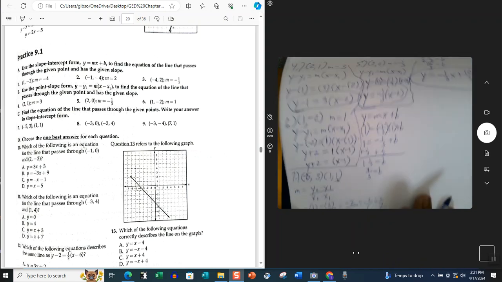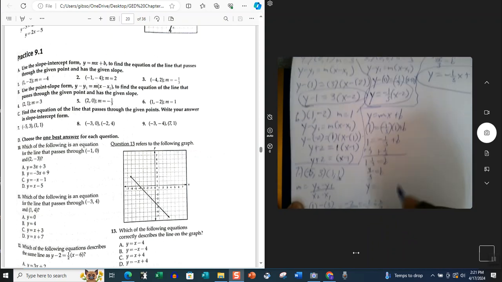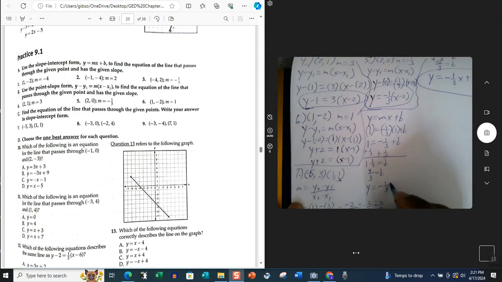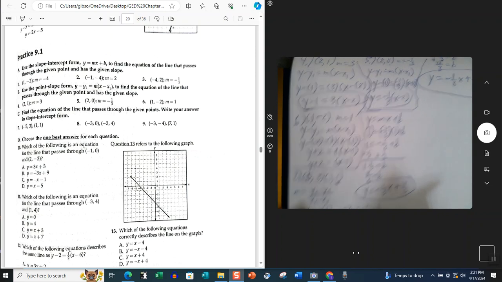So now we can write our equation. We have y is equal to, the slope is a negative 1/3, so m would be negative 1/3 x, and then plus b, which is 4/3. So that is your equation. Okay, now, if you need to rewind and go over this, feel free to do it. Okay, so now we go to problem number 8.